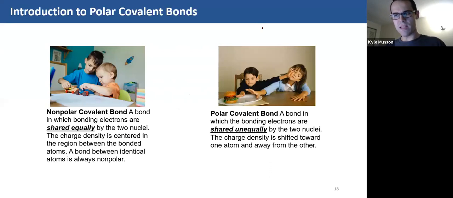So nonpolar bonds, if you remember, is a bond shared equally. Here's two kids playing equally with toys, between two nuclei, and the charge density is centered in the region between the bonded atoms. A bond between identical atoms is always nonpolar. Polar covalent bonds are then not sharing equally, like these two children here with the burger. They're shared unequally between the nuclei. One atom has more electron density than the other, or more of the electrons than the other.